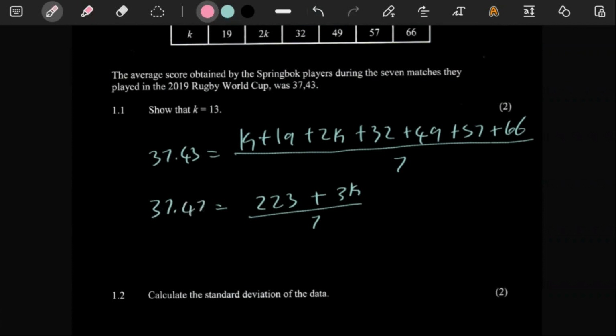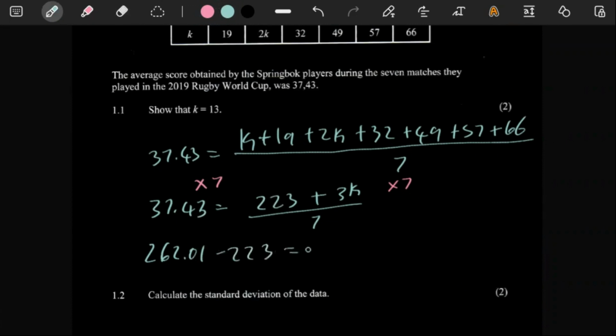On both sides, we can multiply by 7. So we have 7 times 37.43. It's 43, not 47. 37.43 times 7 is giving us 262.01.